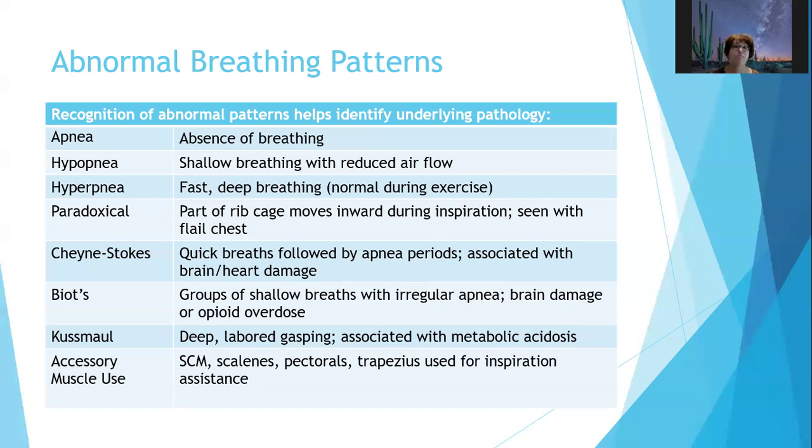Hyperpnea is fast, deep breathing, and that's normal during exercise. So, say you're running and you have fast, deep breathing, that's normal. Some of these are normal, some of these are not normal. Normally the rib cage moves out when you inhale, so it moves out on inspiration and it moves back on expiration. But if part of the rib cage collapses inward during inspiration, that's called paradoxical breathing.